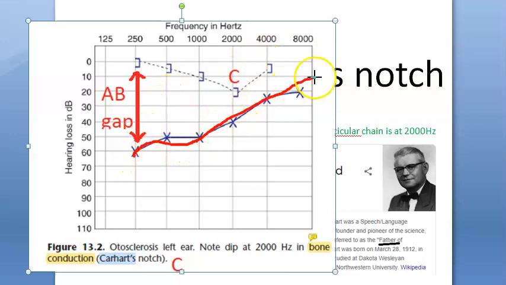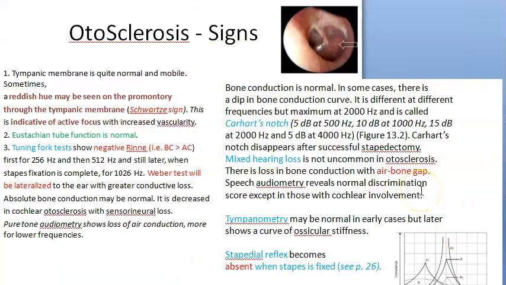The air conduction has completely dipped. You can see this. So there is an air-bone gap also. So this is indicating what? Your conductive hearing loss. Mainly it is a conductive hearing loss. A little sensorineural also can be there. Why at 2000 Hertz in bone conduction there is a dip? Because the ossicular resonance is at that level.